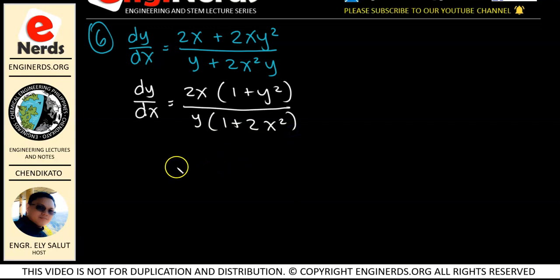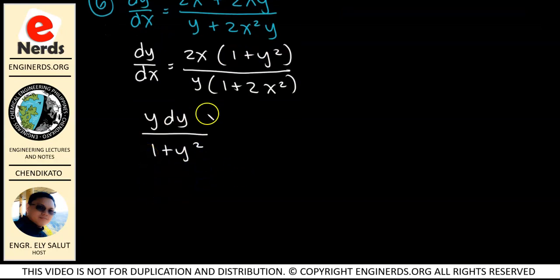Okay, so ganun lang siya kadali. Now, what we're going to do is pagsama-samahin yung ating lahat ng merong y, isama na natin sa dy, at lahat ng merong x, isama na natin sa dx, okay? So, we will have y dy over 1 plus y squared.